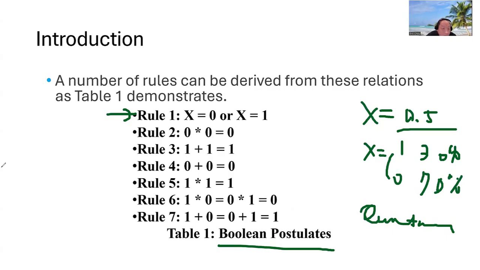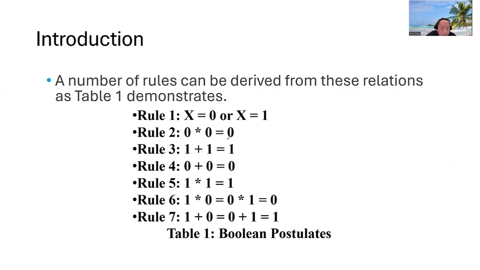That's rule number 1. Rule number 2: 0 and 0 is 0. 1 or 1 is 1. 0 or 0 is 0. 1 and 1 is 1. These are basic rules you need to remember. True or false: 0 is false, 1 is true. 1 and 0 is 0. 0 and 1 is 0. 1 or 0 is 1. 1 or 1 is 1. So these are very easy to understand except for this rule.